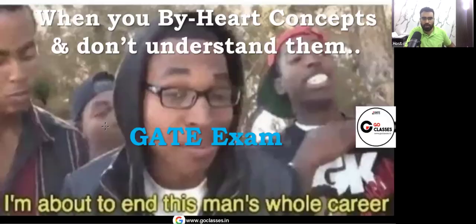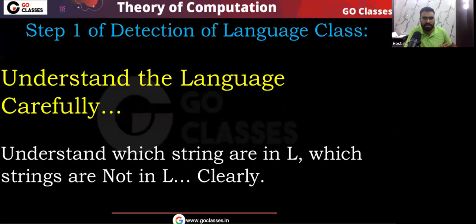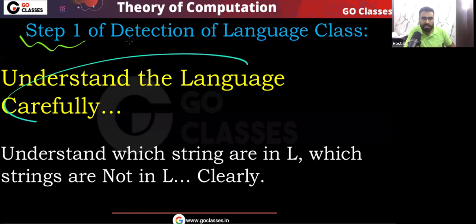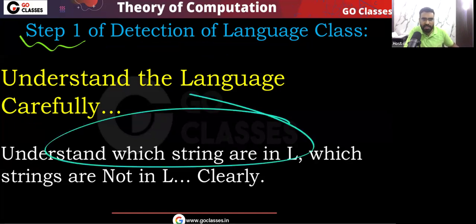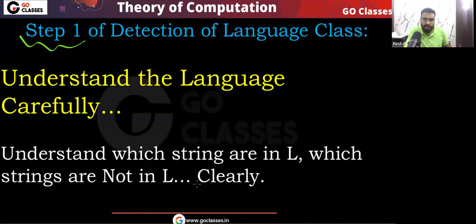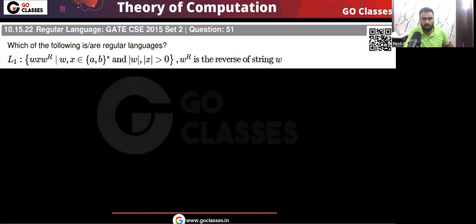Remember, in the GATE exam, this is a nice meme: when you learn concepts by heart without understanding them, then in the GATE exam what will happen? I'm about to end this man's whole year, or I can say career, right? So I told you that step 1 in the detection of language class is to understand the language carefully: which strings are in the language and which are not.